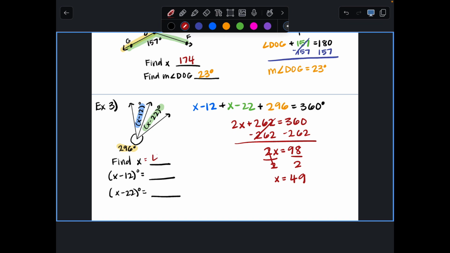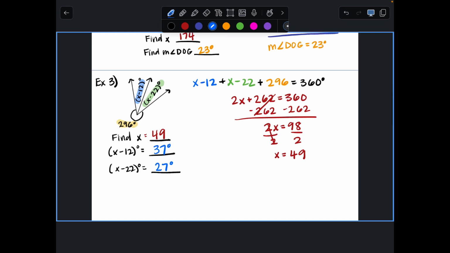So x equals 49. And now that I know x, I can solve for x minus 12 and x minus 22. 49 minus 12 is 37, and 49 minus 22 is 27.